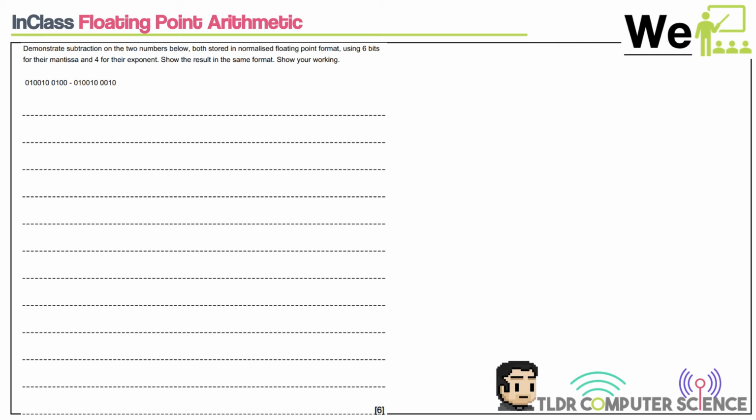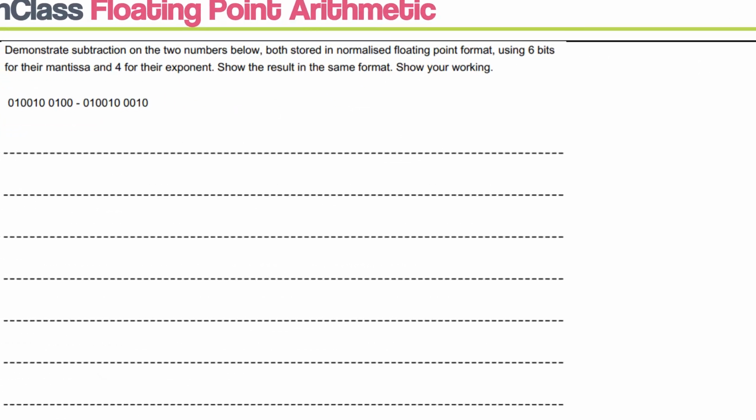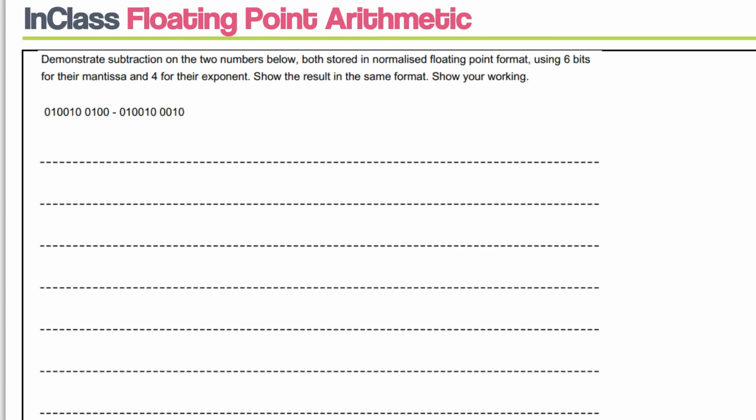So we're having a look now at doing floating point arithmetic. This is generally one of the more challenging elements of this sort of subtopic. Got there eventually. And we have to demonstrate subtraction in this case of the two numbers below, so these two numbers. Both are stored in a normalized floating point format, 6-bit mantissa, 4-bit exponent, and show the results.